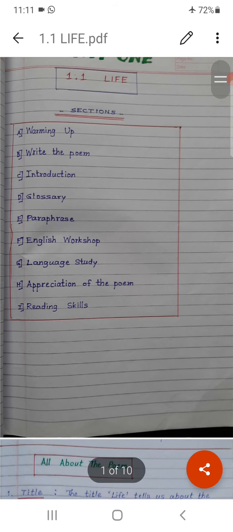All these sections are covered under this PDF. With the help of the given PDF, write down all the sections carefully, clearly, nicely. Handwriting must be good and good.